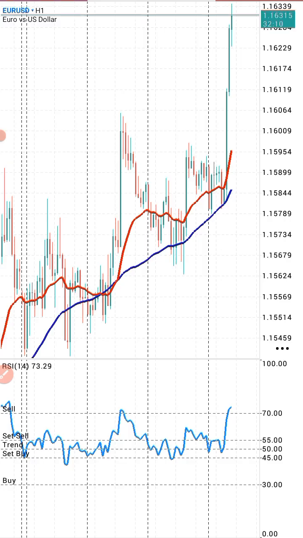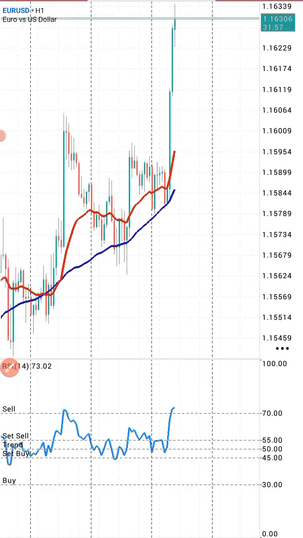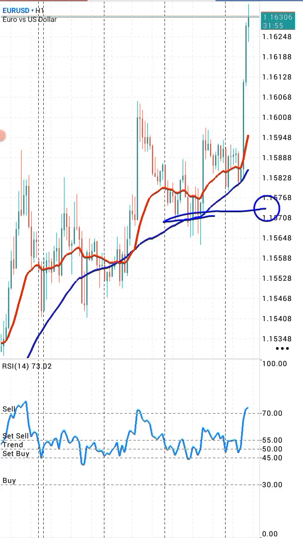How will you set your stop loss? Below the most recent swing low, you set your stop loss. For example, the recent swing low is this particular place here. Now, you can set your stop loss below the 50 moving average, just that it will be tighter, so it will be at this particular place. If you do that, you set your stop loss very well.